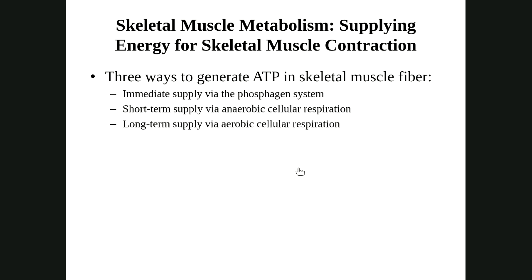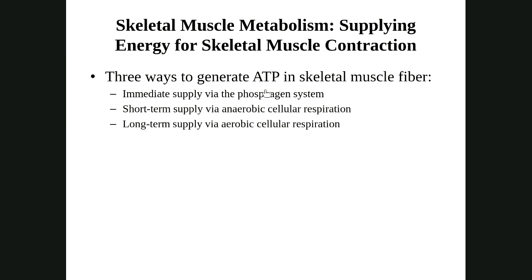Our first topic is going to be energy usage, right? Supplying energy for skeletal muscle contractions. There are 3 ways to generate ATP, and I want you to know that there are 4 types of energy that a muscle can use. So let's talk about this first.